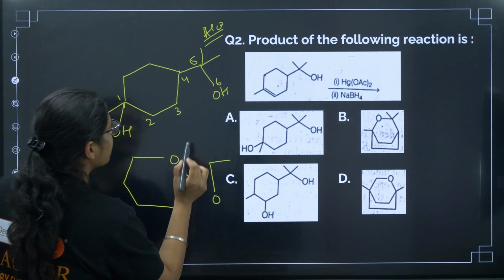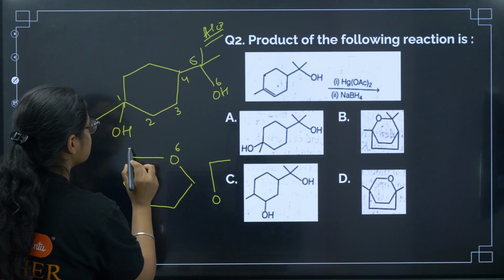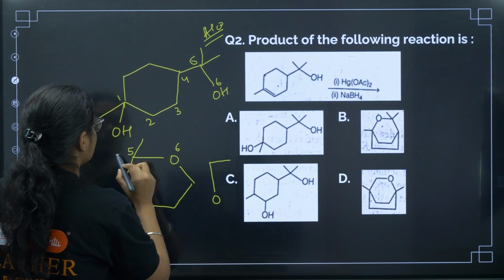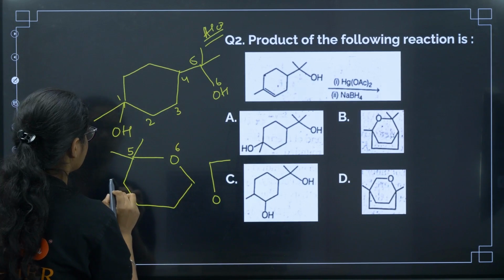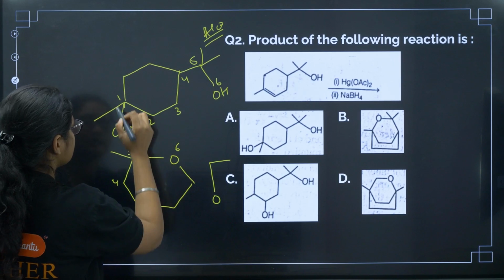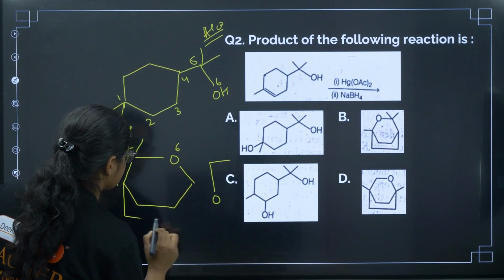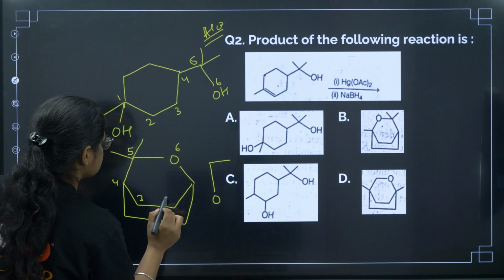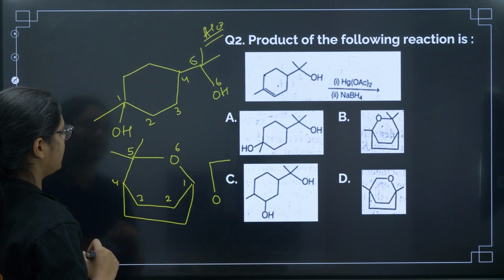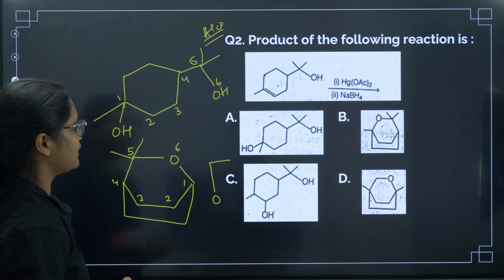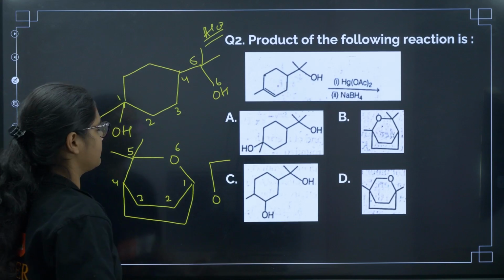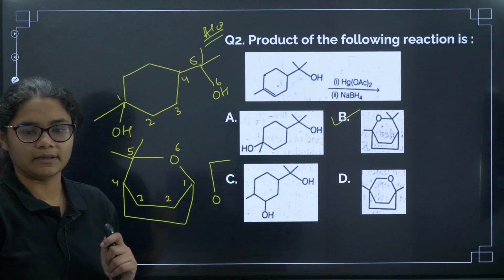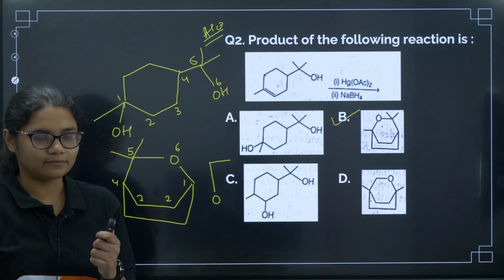Okay, so I will number it like this. This is 6, this is my 5th, and on the 5th carbon I have 2 methyl groups, then the 4th carbon. The 4th carbon is connected with another chain, so I can do it like this. Then we have the 3rd carbon, 2nd carbon and 1st carbon, right? So you can see this product that we are getting is your option number B. So the correct answer for this question is option number B. Reaction based question, easy one.